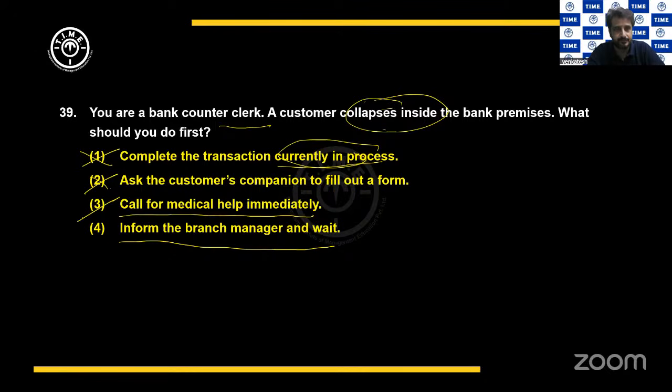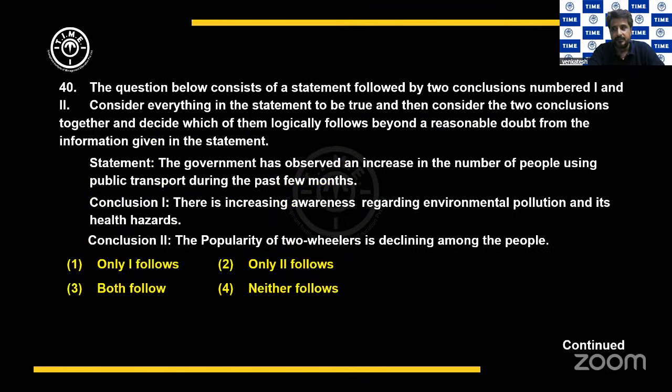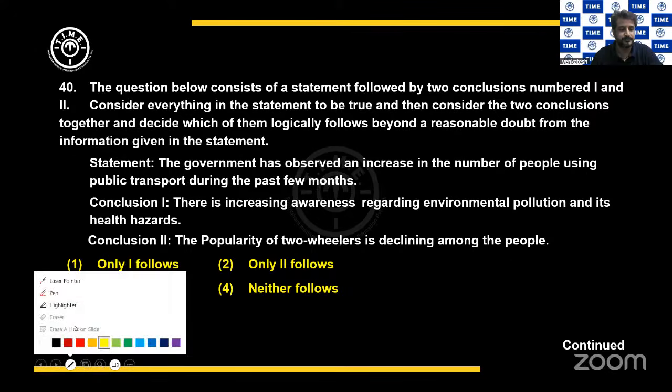Let's see the next one. Critical reasoning questions. The question below consists of a statement followed by two conclusions numbered 1 and 2. Consider everything in the statement to be true and then consider the two conclusions together and decide which of them logically follows beyond a reasonable doubt from the information given in the statement.